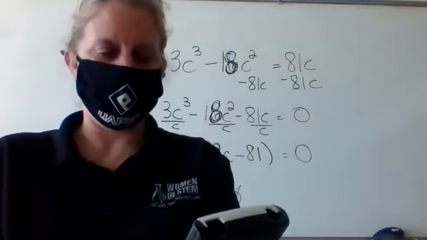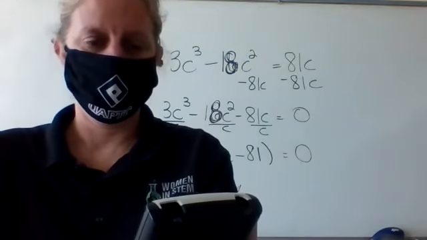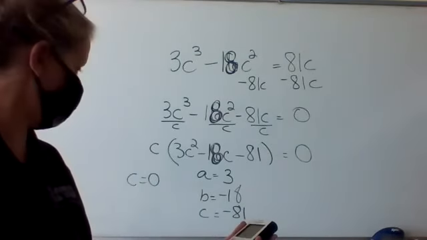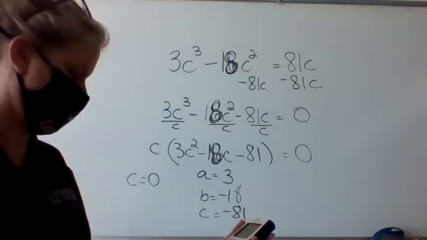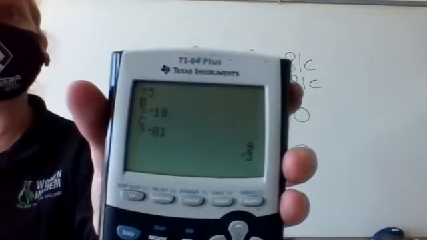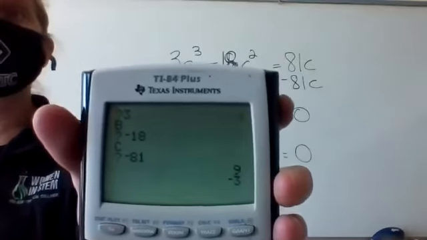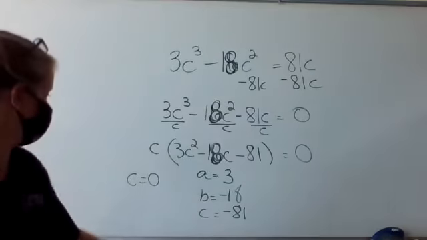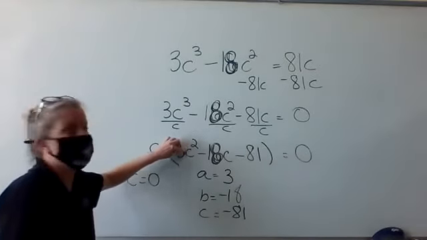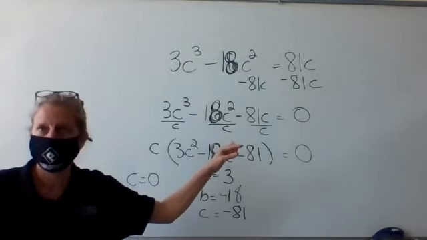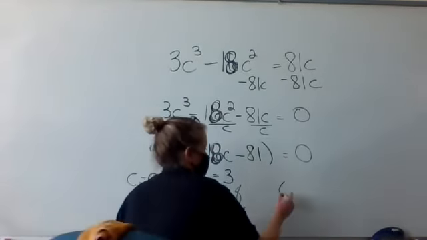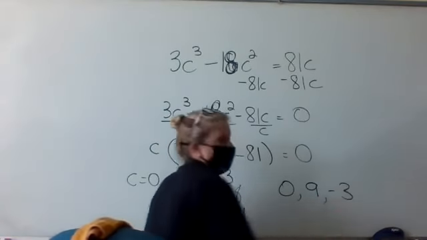There you go. So quad: A is 3, B is negative 18, and C is negative 81. There's your other 2 solutions. So when you type in your answer, just remember, you already got 1 solution, right? This was 1 solution. Then once I whittled it down to a squared, I said, oh, now I can use my quad to get my other 2 answers. So your other 2 answers are 9 and negative 3. So your 3 answers are 0, 9, and negative 3.